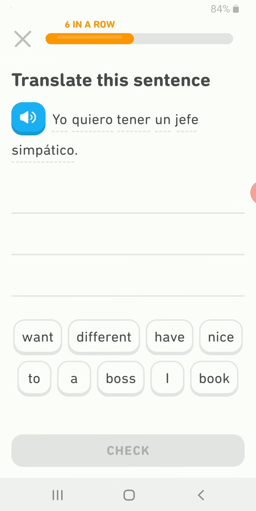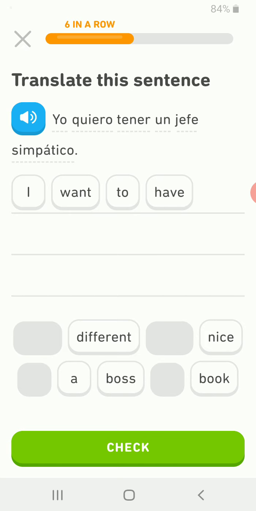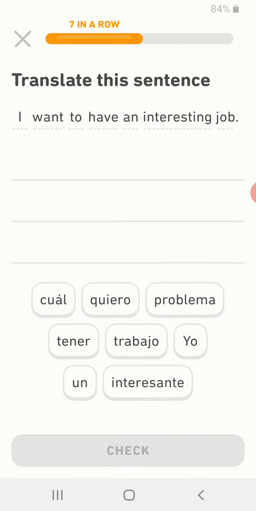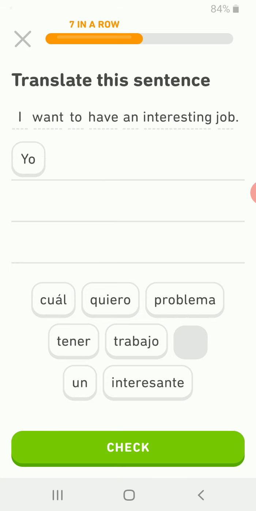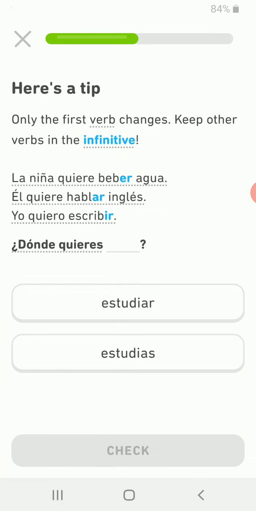Yo quiero tener un jefe simpático. So, I want to have a nice boss. And I want to have an interesting job. Yo quiero, trabajo interesante. Interesante. That was a mistake. So, why was it not good? Only the first verb changes. Keep all the verbs in the infinitive. So, maybe I was going too fast.